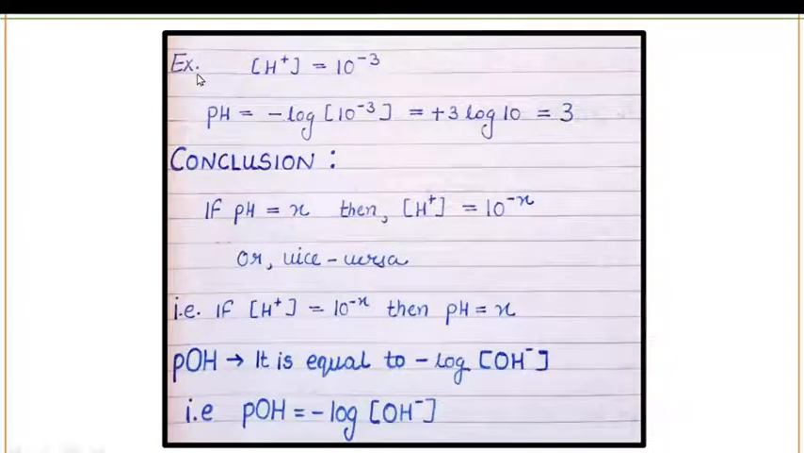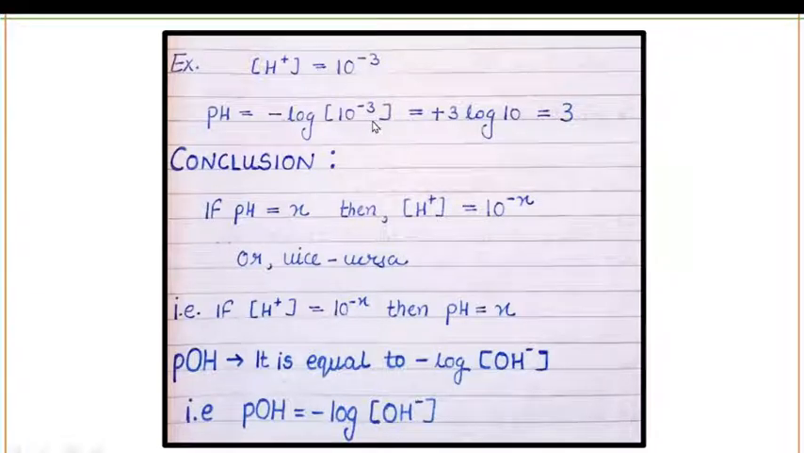Now, for example, if you are given the H plus ions concentration equal to 10 to the power minus 3 and you have to calculate the value of pH, then you can simply calculate it by putting the value of H plus ions concentration in the general formula, pH equals minus log concentration of H plus ions. Then you put in the value: minus log of 10 to the power minus 3.